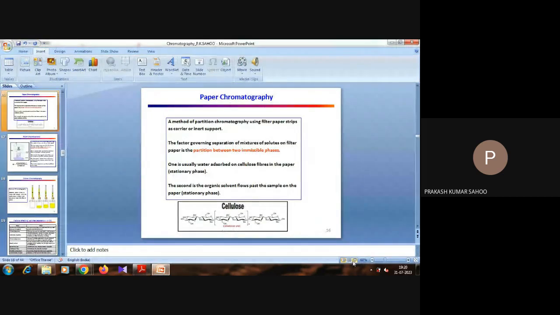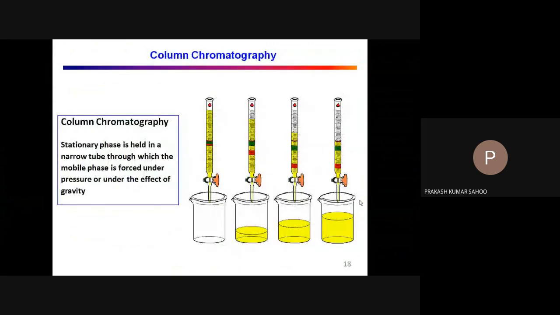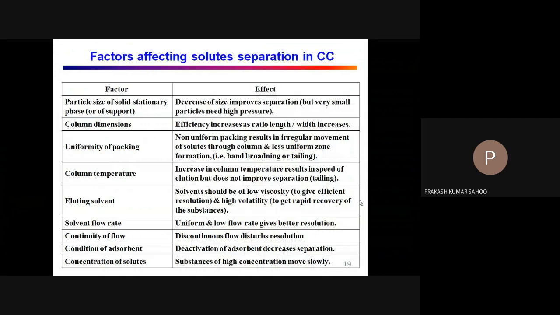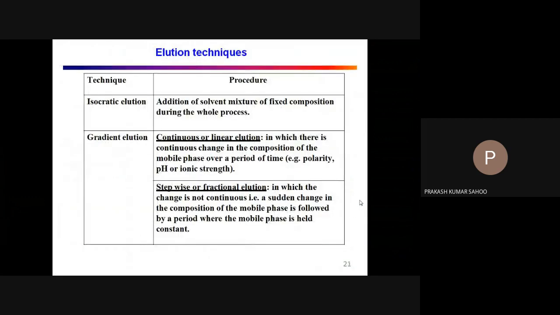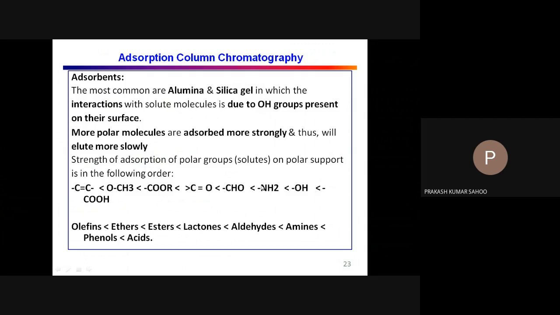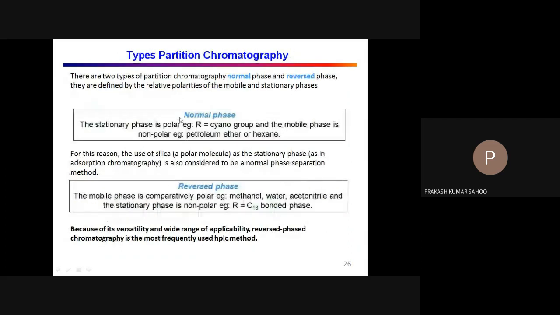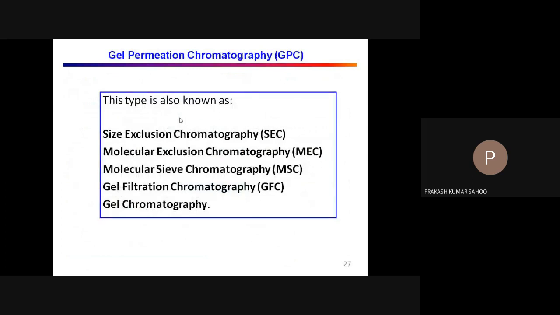Okay, so we have also paper chromatography, then column chromatography discussed today, then factors affecting column chromatography, elution techniques, number of theoretical plates, already N equal to L by H, a number of plates. Then adsorption chromatography, this is a column chromatography. Then this is a partition chromatography, bonded phase chromatography, partition chromatography, gel permeation chromatography. This is size exclusion, molecular sieve, gel filtration, gel chromatography.